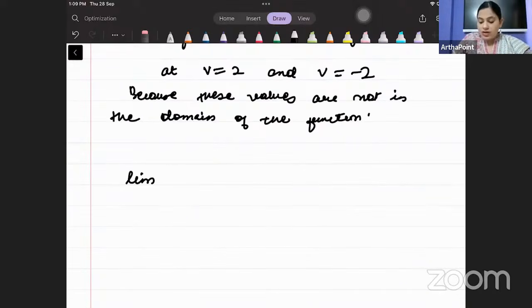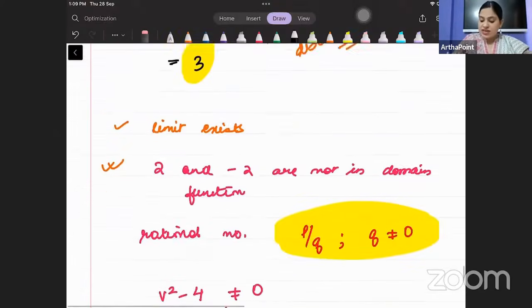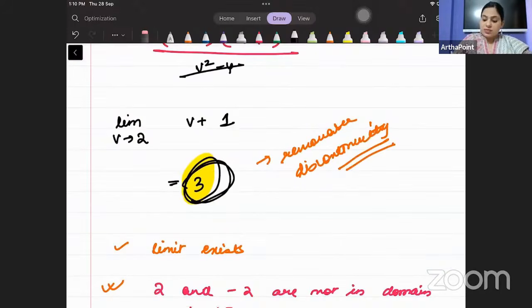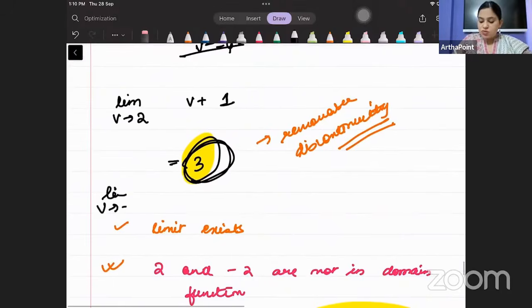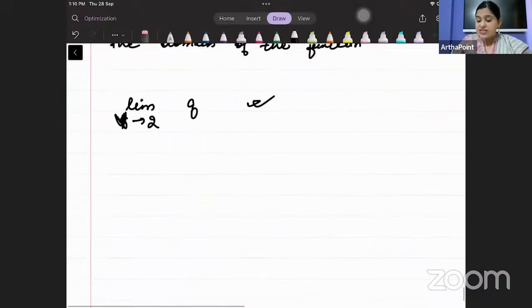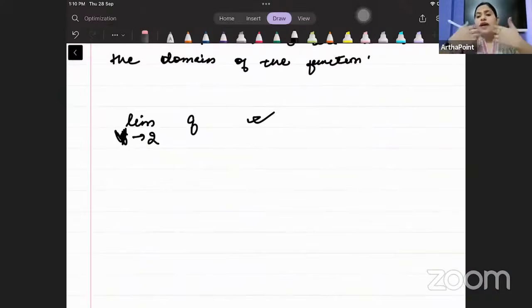So although limit exists, v tends to 2, q की limit exist कर रही है. I am getting the answer as 3. Similarly, when you will tend limit v tends to minus 2, v plus 1 करोगे, you will get minus 2 plus 1, that means minus 1. So limit is existing, but the function ka value is not in the domain itself.